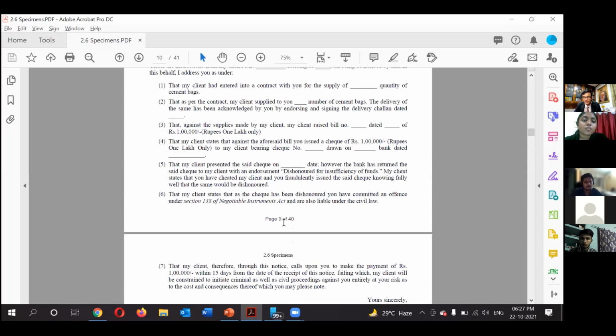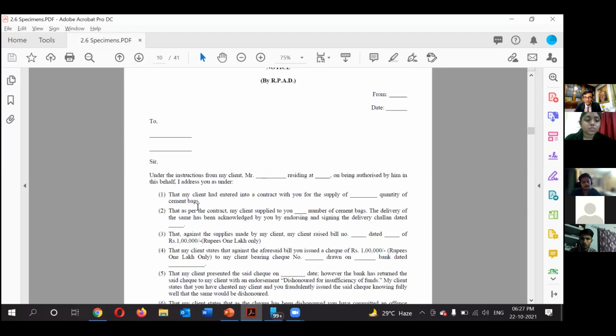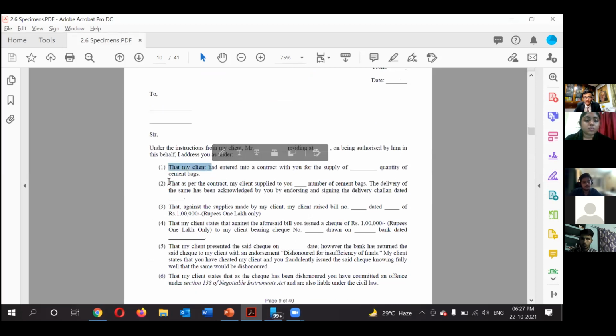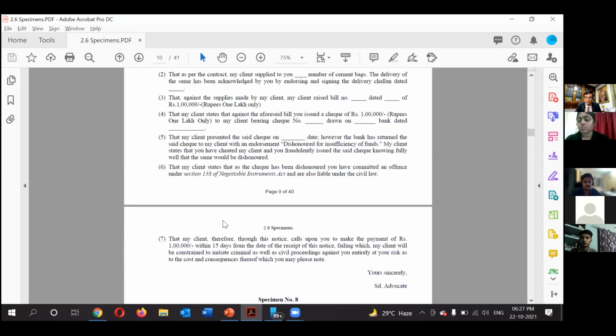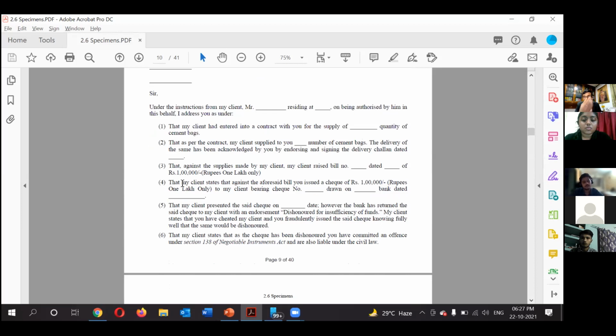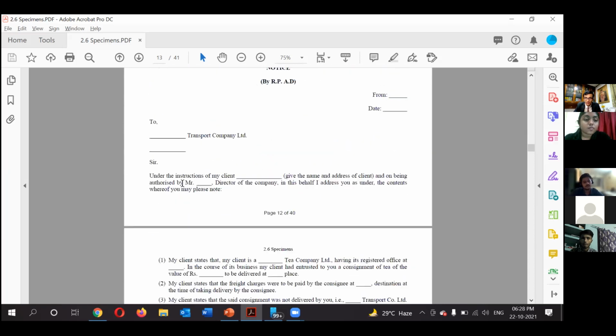Now, the reason why I'm showing this is that here the advocate who is drafting it has written, my client states, my client states. Here in this draft, it is that my client had, as per the contract, against the supplier, that my client represented, that my client states. These two formats are correct, but they have been presented differently. So as a drafter, you have the ability or option to be creative and use any vocabulary to make sure that it's concise, precise, and accurate. Now, moving on to another notice. Please wait.